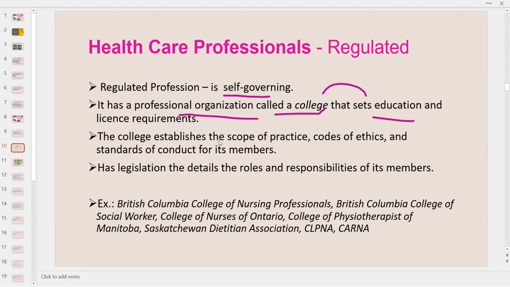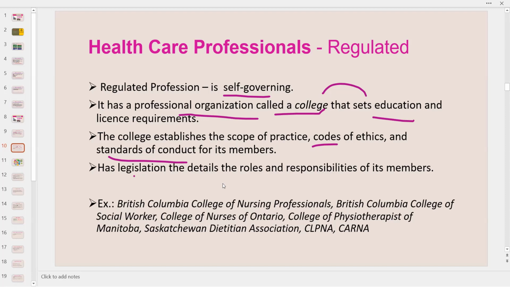Now, the college establishes the scope of practice. The scope of practice describes the activities, services, or procedures that a qualified health professional is competent to do. They also establish the code of ethics and standards of conduct for its members. Now, this sets the values or outlines the rules and behaviors towards the public, the client, the profession, and the professional himself. Now they have a legislation. The legislation details the roles and responsibilities of its members.